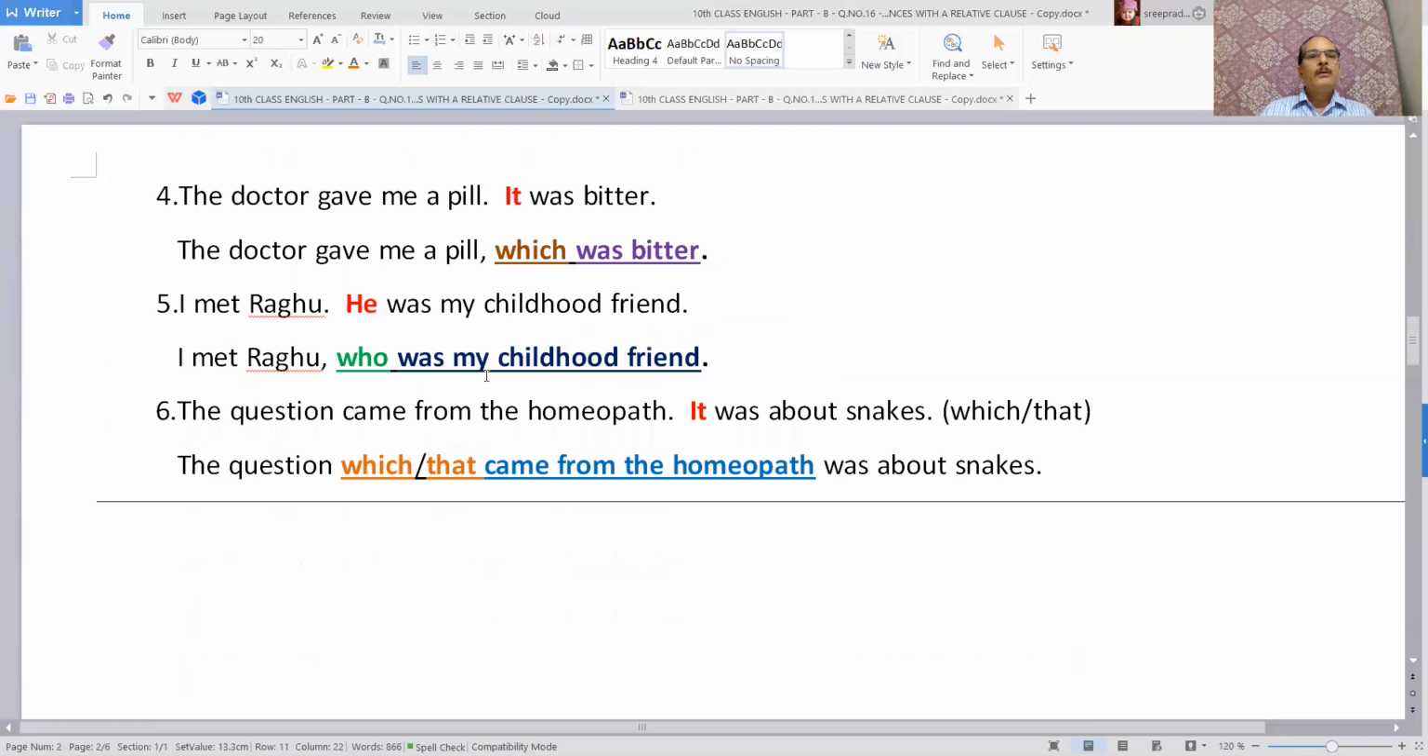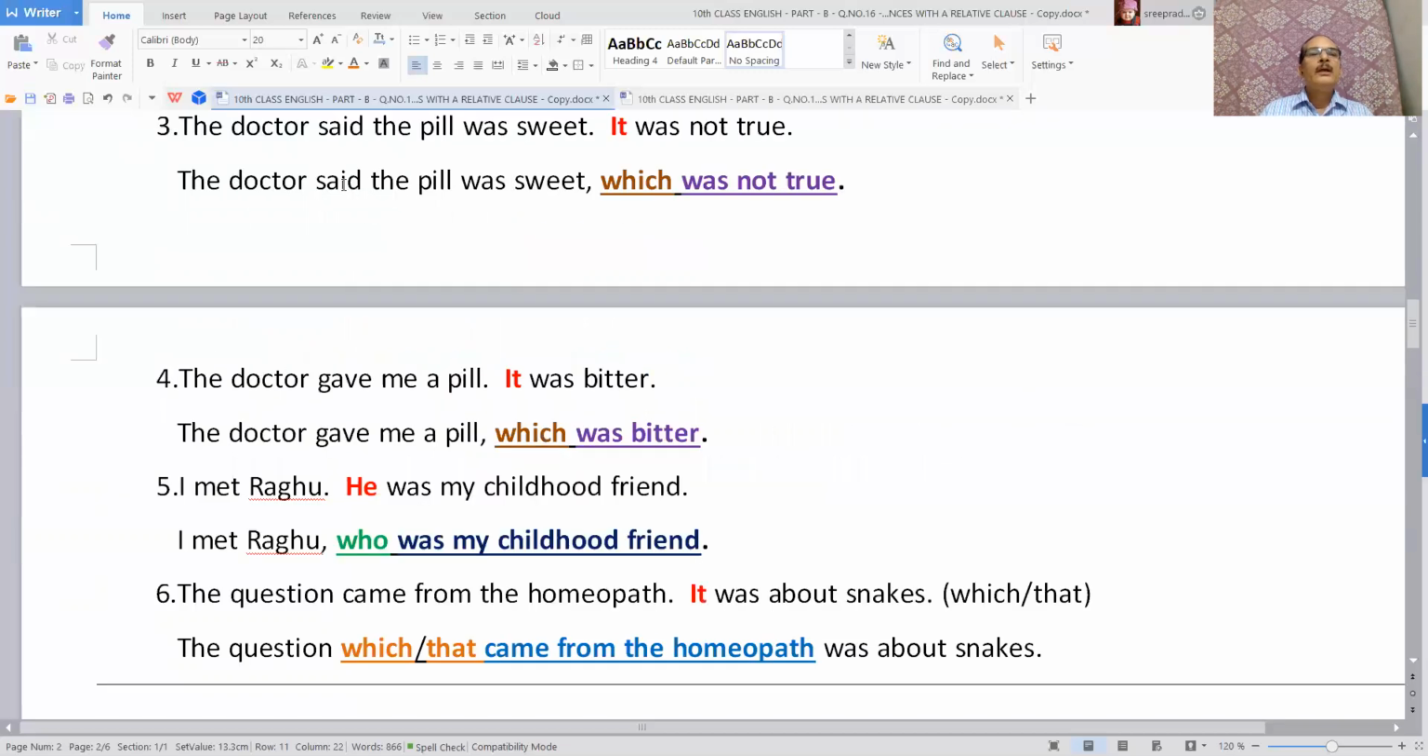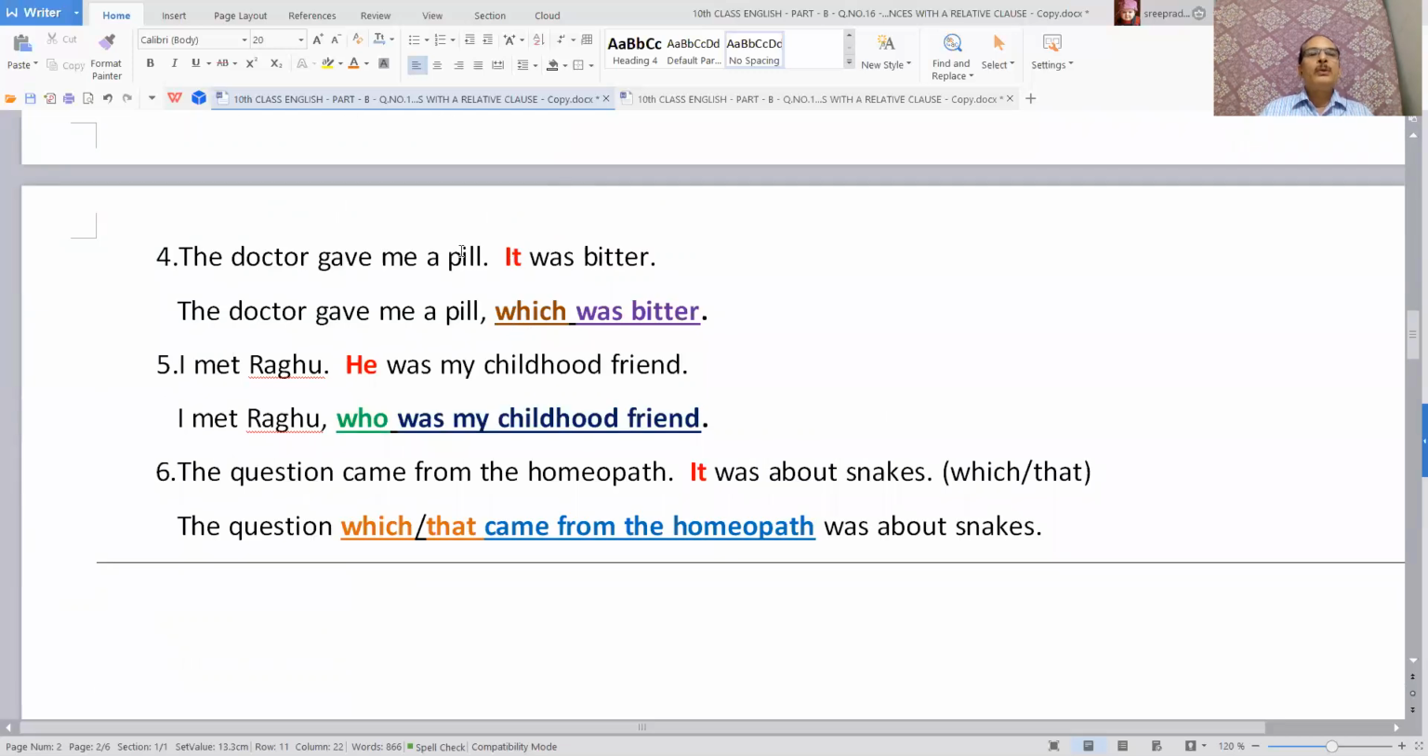Now let us go to the fourth example. The doctor gave me a pill, it was bitter. So this sentence is unlike the preceding one or the previous one. The doctor gave me a pill, it was sweet. What does "it" refer to here? Not the doctor's statement. In the first one, it refers to the doctor's statement, but here it refers to a pill only. So the doctor gave me a pill. A pill is something, it's not a person. That's why in place of "it" we can use "which."